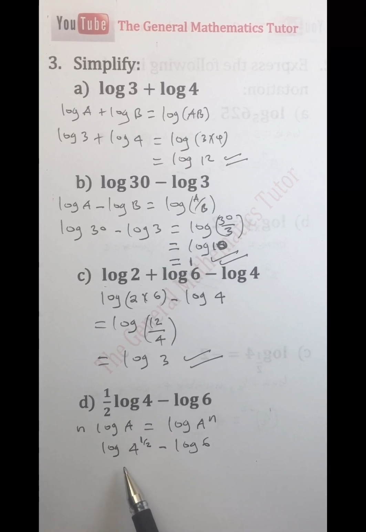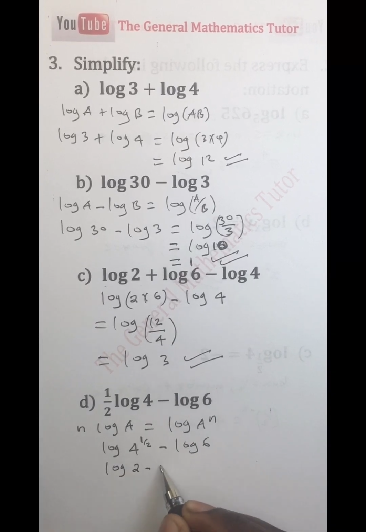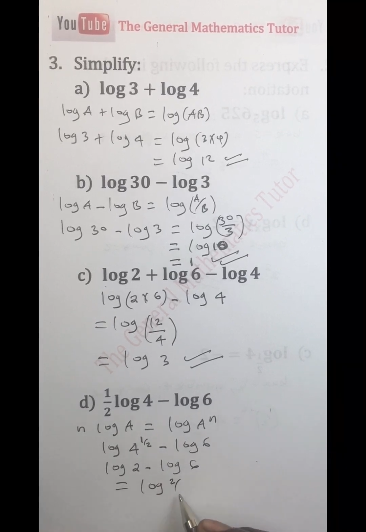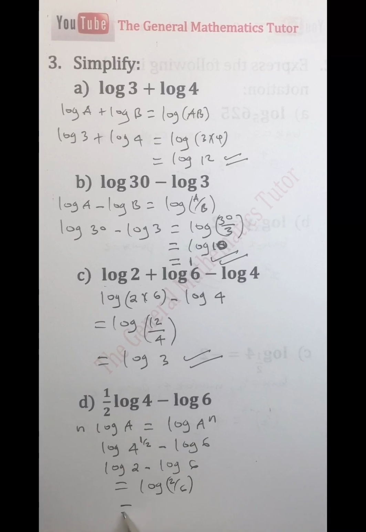So you apply the second law, which says that for a difference of logs, there's a log of the quotient of the two numbers. Realize that this particular number is raised to power half, so that means we just get the root of 4. The root of 4 is 2, so we have the log of 2 minus the log of 6, which is the same as the log of 2 over 6, which is just the log of a third.